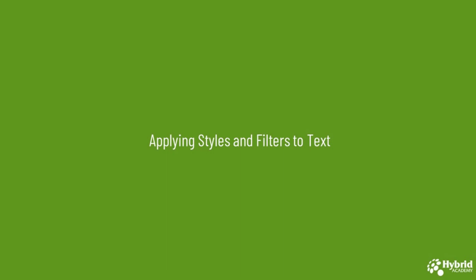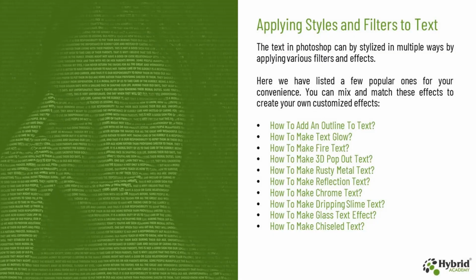Moving on to the last section of this session, that is applying styles and filters to the text. This is somewhat similar to what we did in the previous slide. We added stroke. Similarly, we have other styles and filters which can be applied on the text. The text in Photoshop can be stylized in multiple ways by applying various filters and effects. Here we have listed a few popular ones for your convenience. You can mix and match these effects to create your own customized effects.